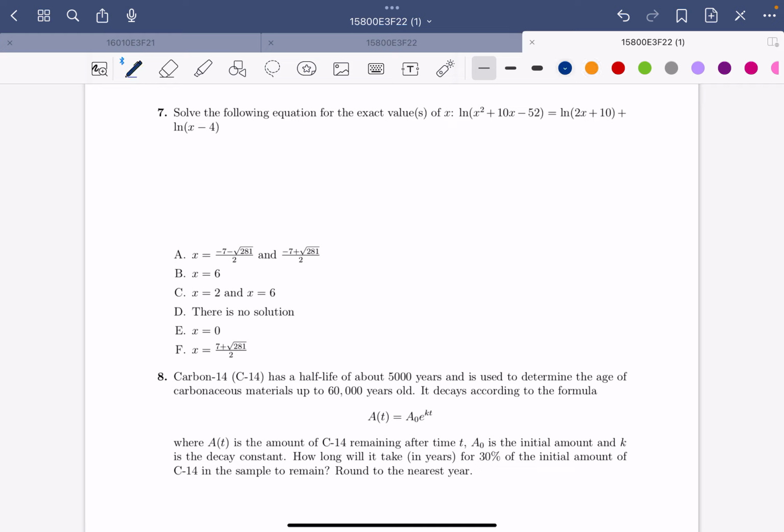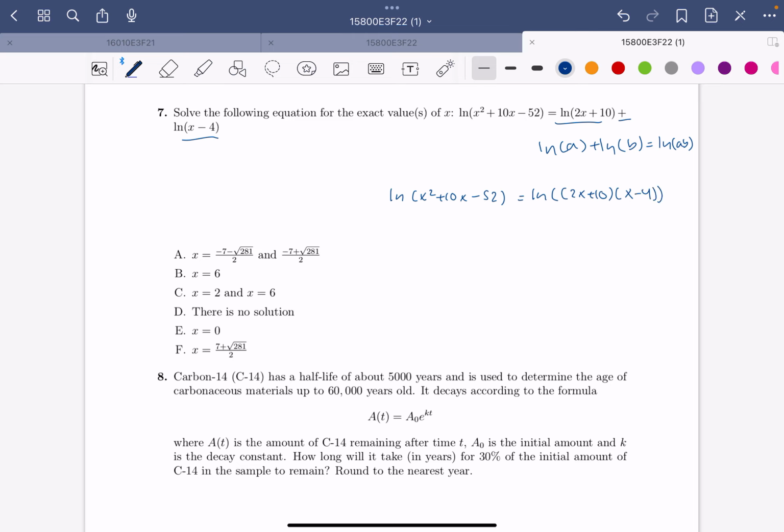So the first thing that immediately stands out to me is this plus sign right here. With our natural log rules, if two natural logs are added, we can say that this equals natural log of a times b. So the first thing I want to do is combine these two terms right here. So I'm going to keep the left side of the equation the same. But on the right, I'm going to multiply them together. So it'd be 2x plus 10 times x minus 4.